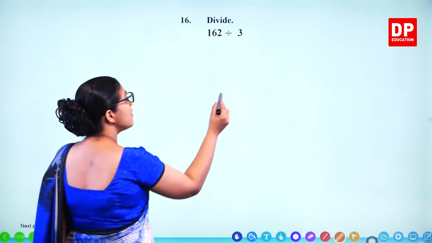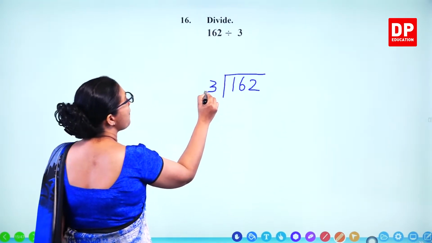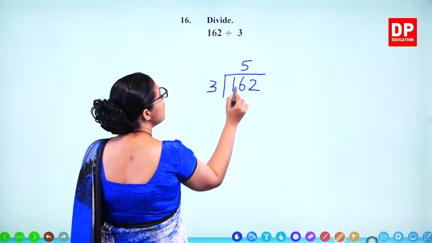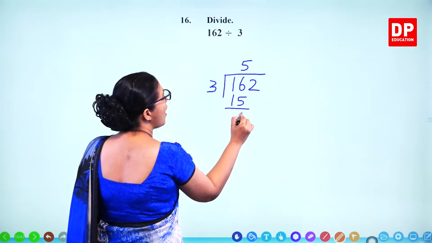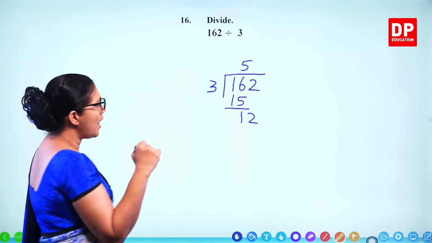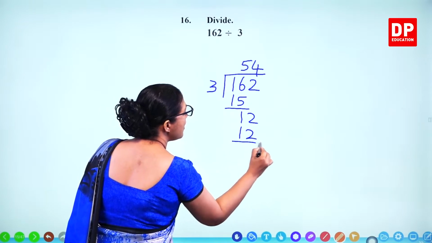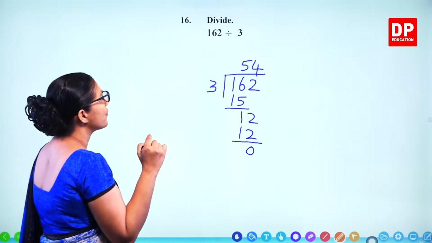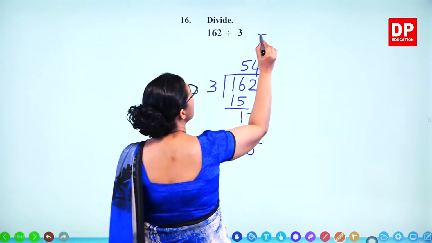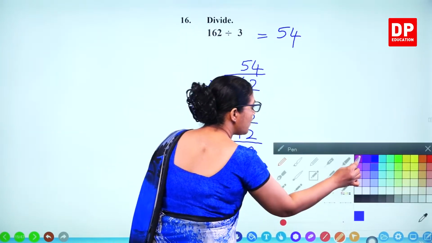Divide. So this is long division. 162 divided by 3. 3 times 5, 15. 1 is remaining. And take this 2. How many 3s for 12? That's 4. 3 times 4 is 12. And you get remainder 0. So what's the answer? 54. 2 marks for that.